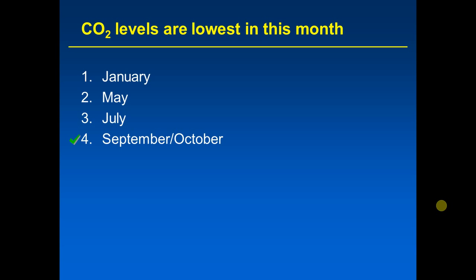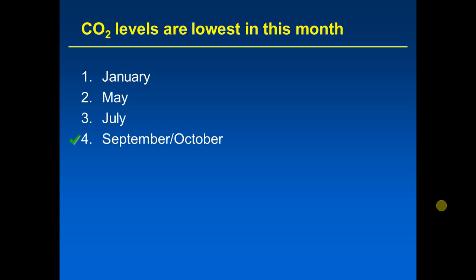We saw that for 2012, it was in October, but for 2013, 14, and 15, it was in September. So it turns out usually when we go back almost 50 years, we'd see that generally carbon dioxide concentrations reach a minimum in September, but some years it is actually October, as was the case in 2012.